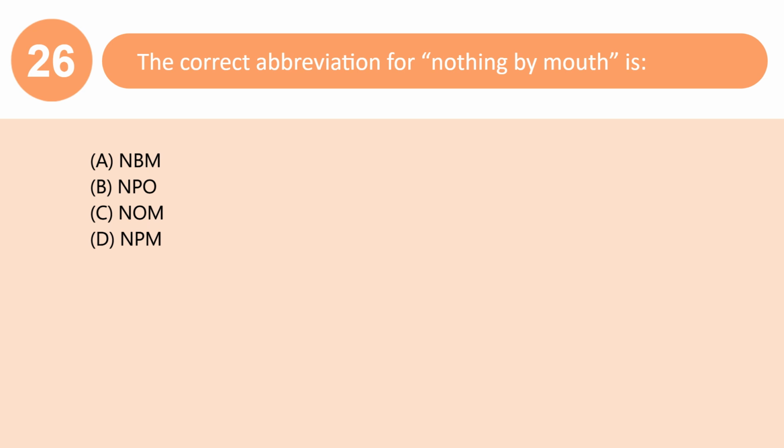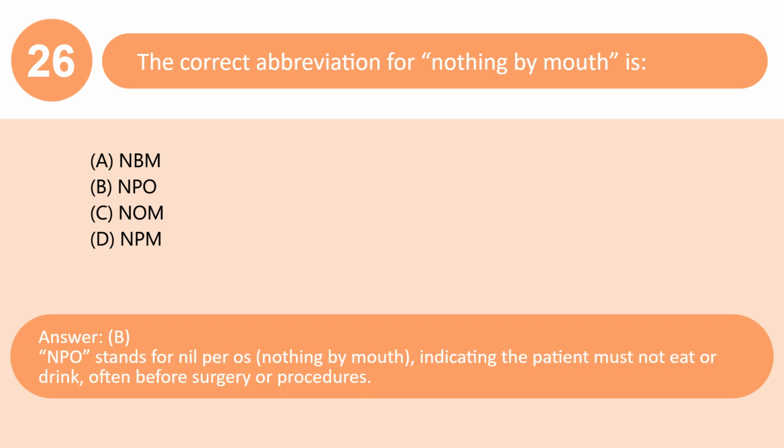A. NBM. B. NPO. C. NOM. D. NPM. Answer: B. NPO stands for nil per os, nothing by mouth, indicating the patient must not eat or drink, often before surgery or procedures.